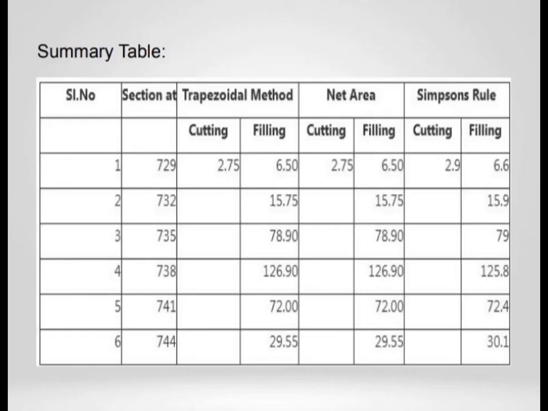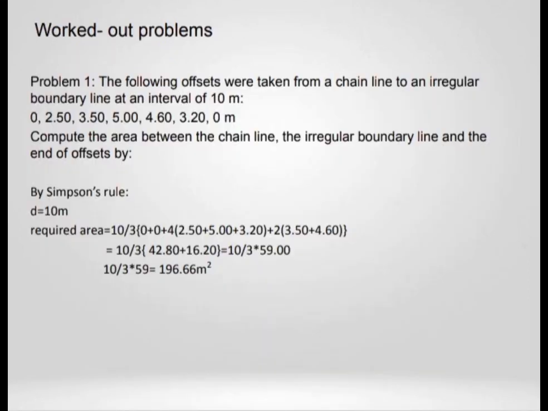Fully understood? So we have here the summary table of the cutting and filling that we computed using Simpson's one-third rule. So we have here the section 80, the trapezoidal method. We have the cutting and filling. Then we have the net area, also including the cutting and filling. Then also Simpson's rule, which gives the result of 2.9 in cutting, and in filling it is 6.6. In order for you to understand how to use Simpson's rule, we have here worked-out problems.